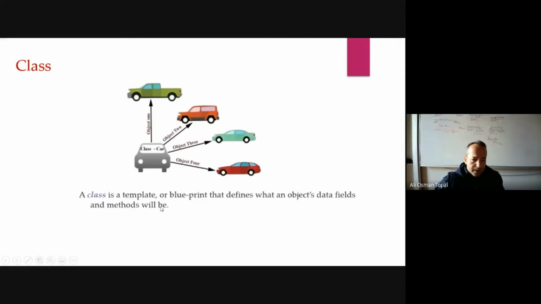So a class is a template or blueprint that defines what an object's data fields and methods will be. An object is an instance of a class. We can create many instances of a class. Okay, so this is the relation. The class at the top is a blueprint. It is going to define what an object's data fields and methods will be, one by one. After that, by using that blueprint, we are going to generate objects by changing those features.